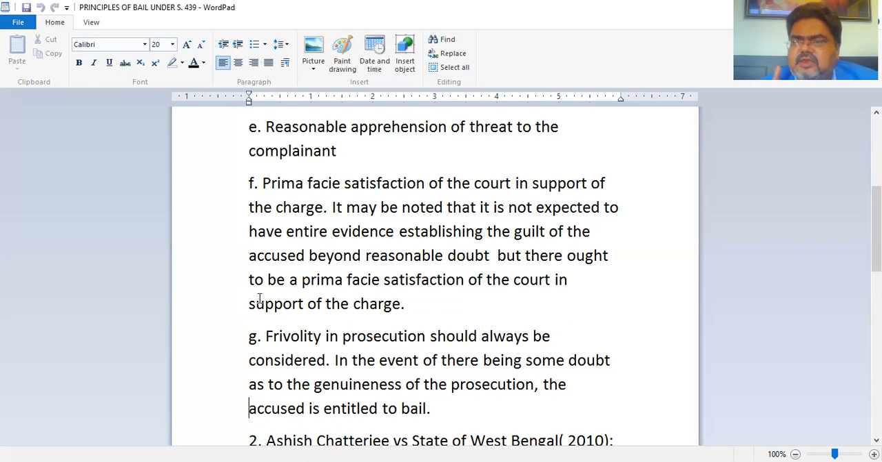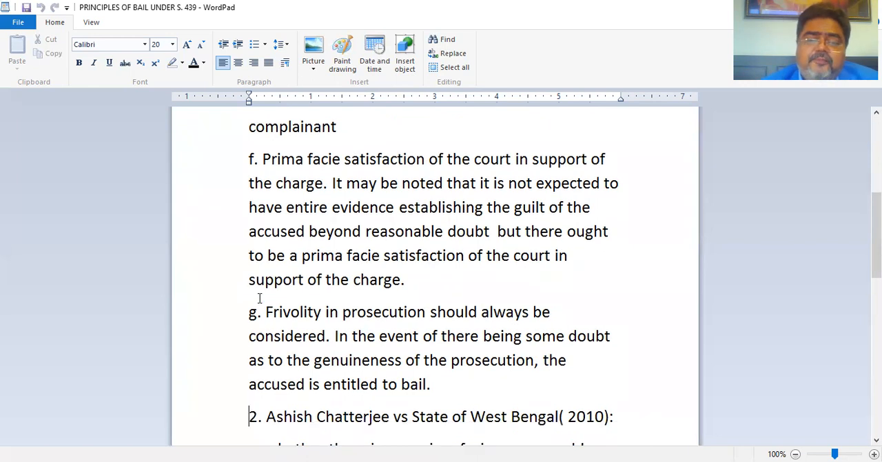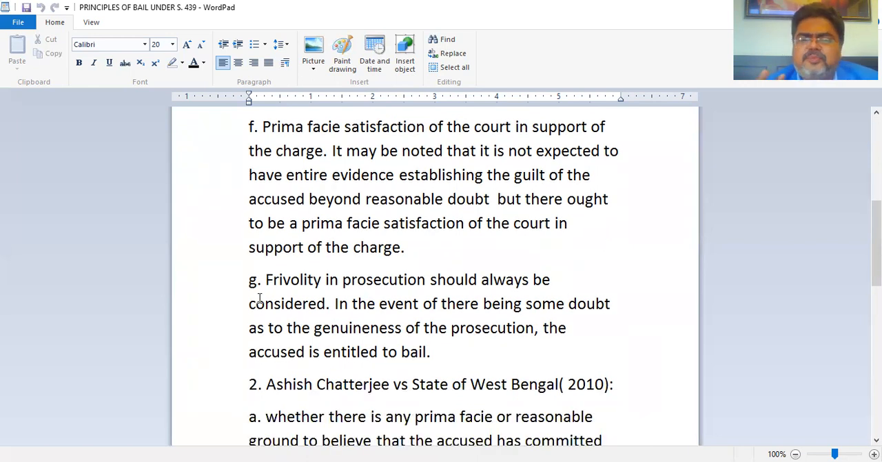In the event of there being some doubt as to the genuineness of the prosecution, the accused is entitled to bail. So if the court feels that the prosecution is frivolous, there is a false charge, the prosecution itself is not very serious in conducting the trial, or during investigation the complainant has not cooperated with the investigating agencies, that shows a lackadaisical approach by the complainant or the prosecution itself, and may also give a genuine doubt that it is a frivolous prosecution. In that case, the accused is entitled to bail.